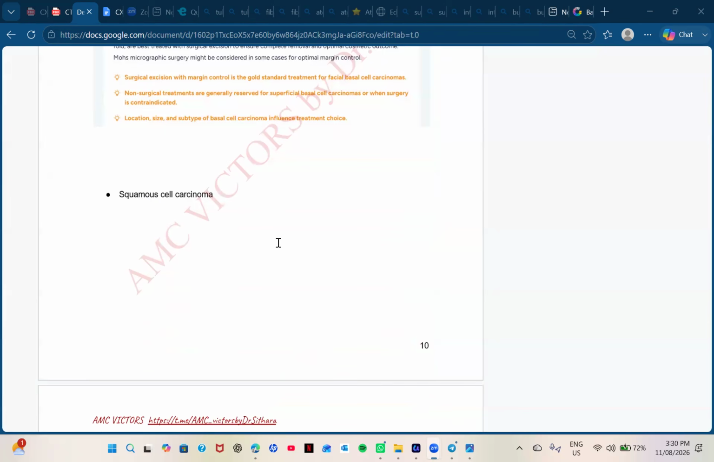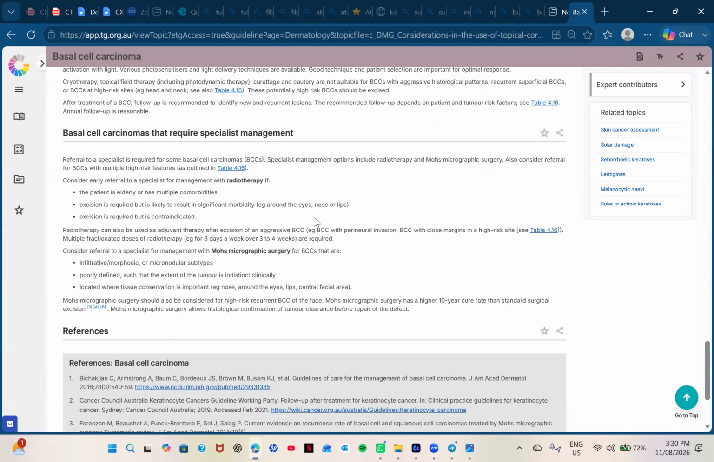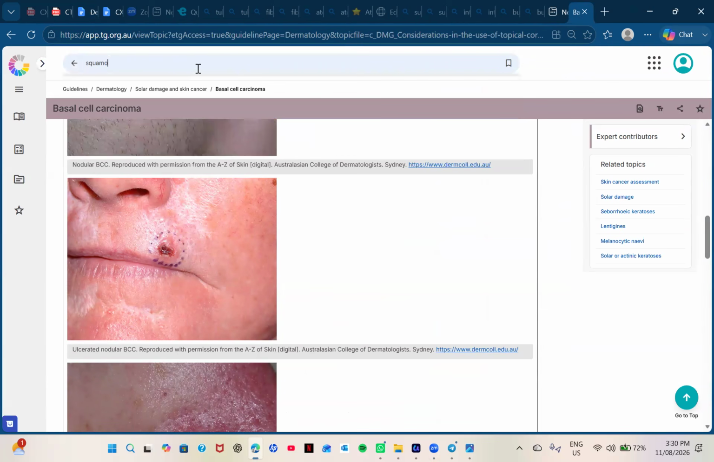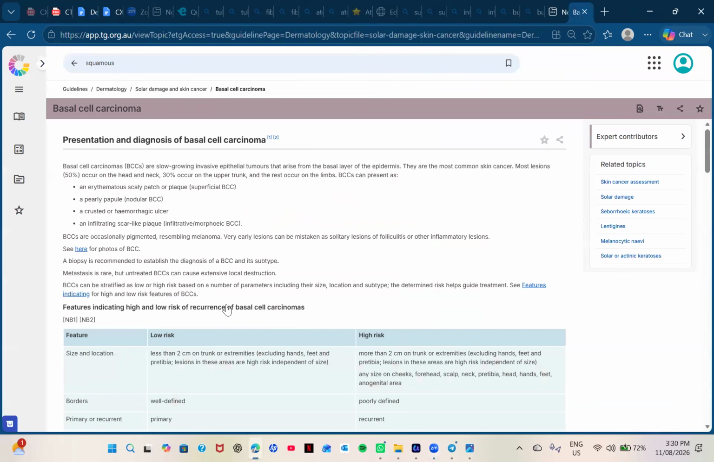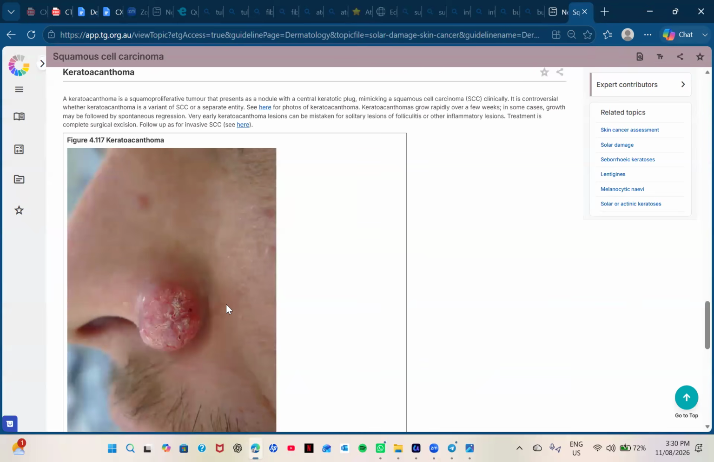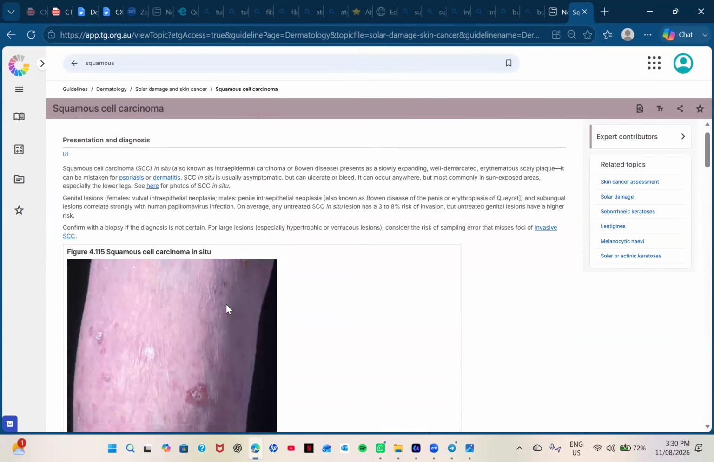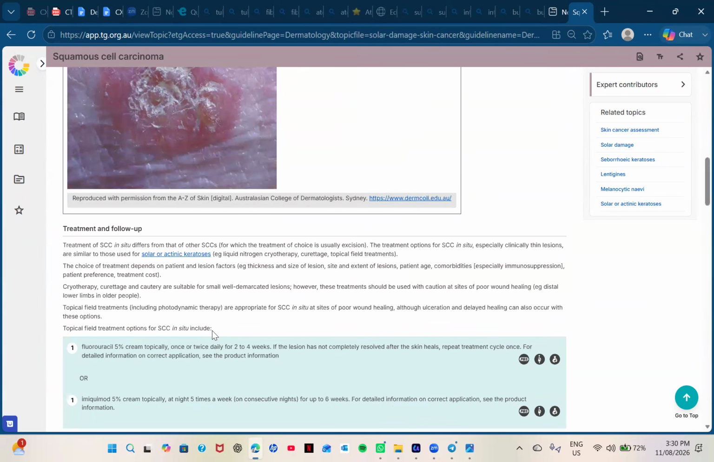So what do you know about squamous cell carcinoma? We have different types of squamous cell carcinoma. We have squamous cell carcinoma in situ, which is Bowen's disease, we have invasive squamous cell carcinoma, and we have keratoacanthoma. These are the main things you need to understand. So what is Bowen's disease? Bowen's disease is squamous cell carcinoma in situ. Tell me, doctors, what do you know about Bowen's disease?